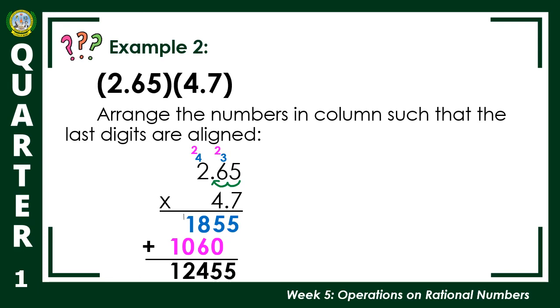Okay? So, bibilangin nyo, ilan po ang decimal place natin dito sa factors? 1, 2, 3. So, tatlo po sila. So, ang gagawin nyo po, simula po sa dulo ng number, so 12,455 po siya. So, dito ka magsisimula sa rightmost end, bibilang ka rin ng tatlo. 1, 2, 3. At dun mo ilalagay yung decimal point. Okay? So, the answer po, the product of 2.65 and 4.7 is 12.455 or 12 and 455 thousandths. Okay?